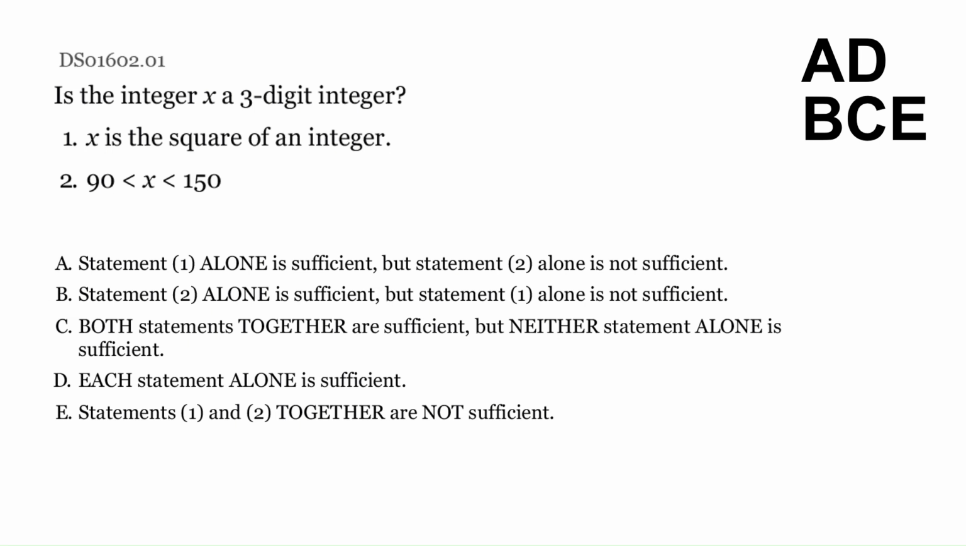Let's explore this official GMAT data sufficiency problem. To get the most out of this video, pause the recording now and solve the problem yourself. The correct answer is C.